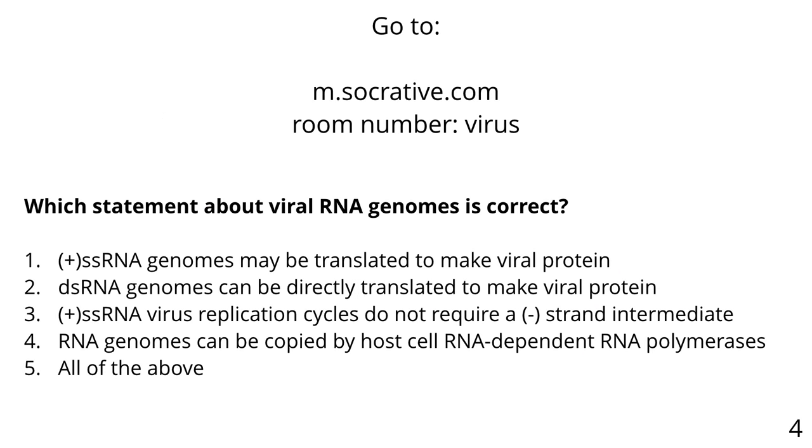All right, the last question for today: which statement about viral RNA genomes is correct? Single-stranded plus RNA genomes may be translated to make viral protein. Double-stranded RNA genomes can be directly translated to make protein. Plus single-strand RNA virus replication cycles do not require a minus-strand intermediate. RNA genomes can be copied by host cell RNA-dependent RNA polymerases. Or all of the above.